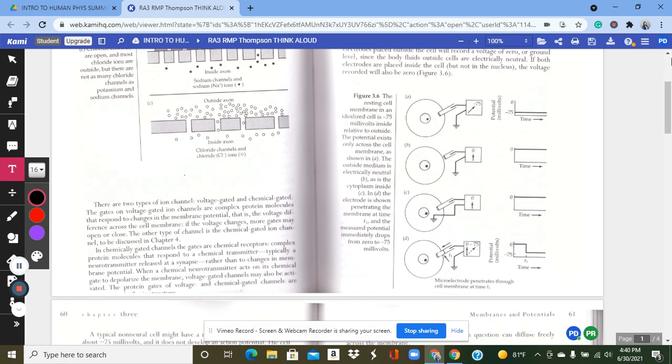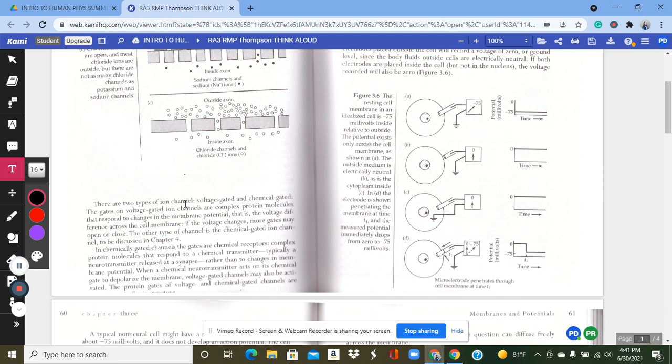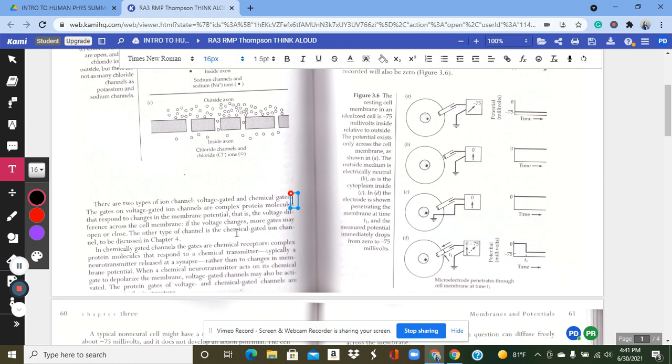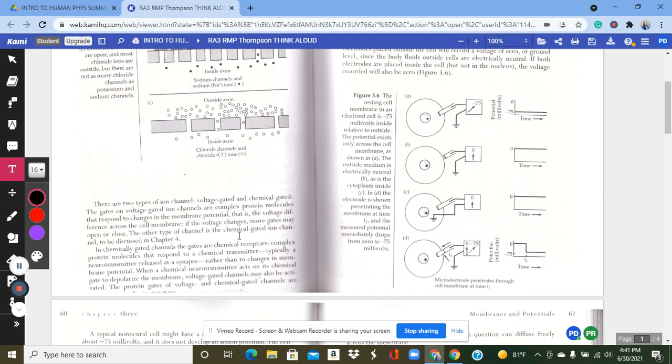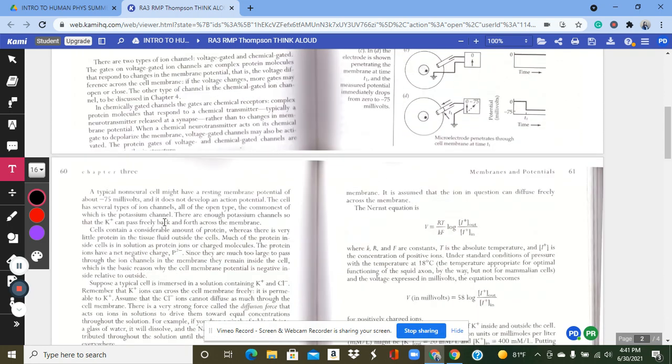Okay, so there are two types of ion channel: a voltage gated and a chemical gated. The gates on gated ion channels are complex protein molecules that respond to changes in the membrane potential, that is, the voltage difference across the cell membrane. If the voltage changes, more gates may open or close. The other type of channel is the chemical gated ion channel, to be discussed in chapter 4.